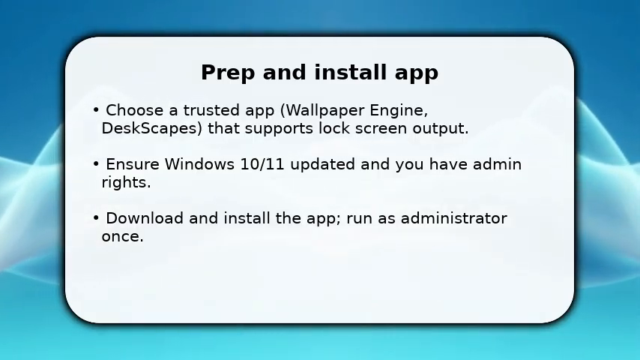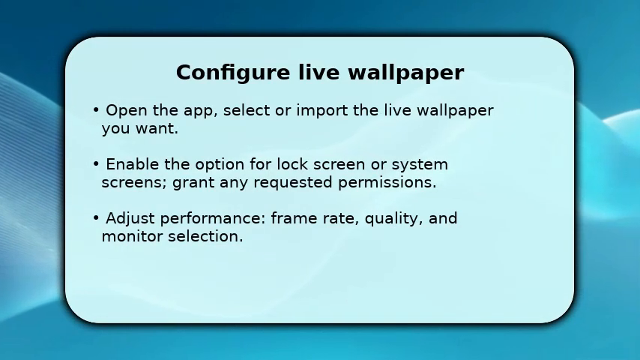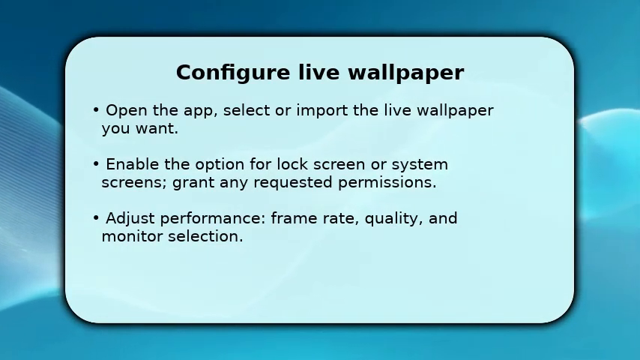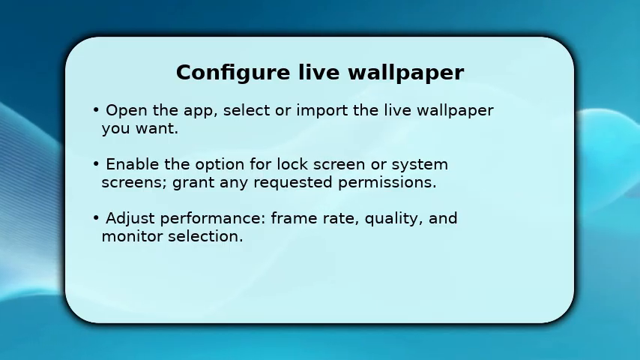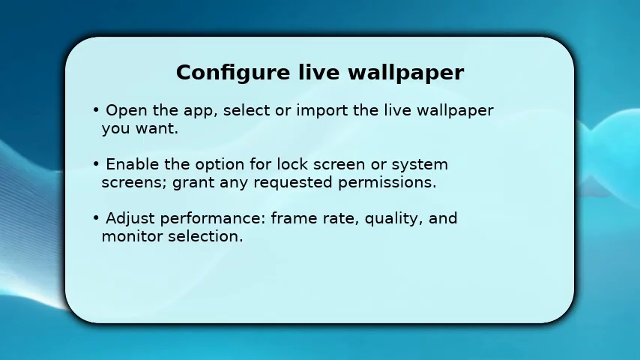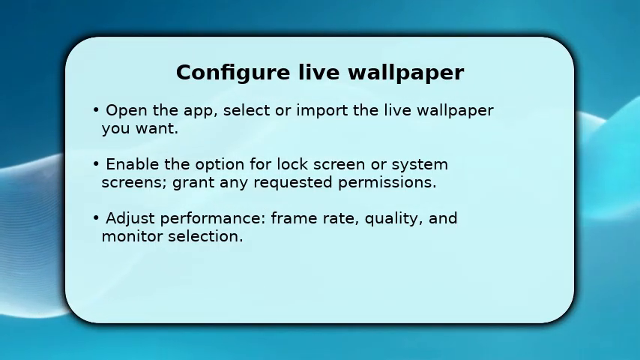Open the app and import or pick the live wallpaper you want to appear on the lock screen. You can preview it first. Then enable the specific setting labeled lock screen, system screens, or similar, and accept prompts to grant the app permission to change Windows lock screen assets. This is why you needed admin rights.